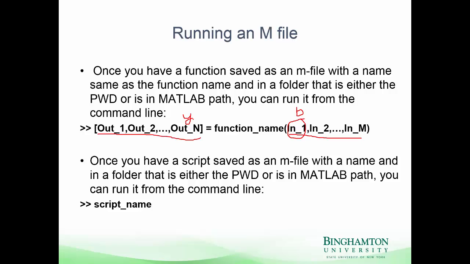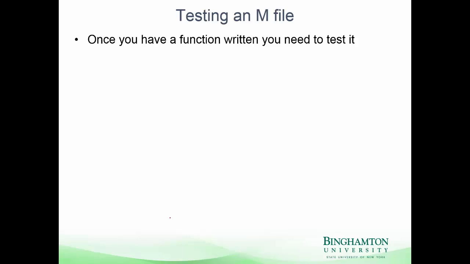Once you have something saved as an M file with a name, all you've got to do is put that at the command line. So for functions, you call them like this, using the appropriate input and output structure. For a script, you just put whatever you called the script at the command line, and it will run. It doesn't take in and put out any variables.